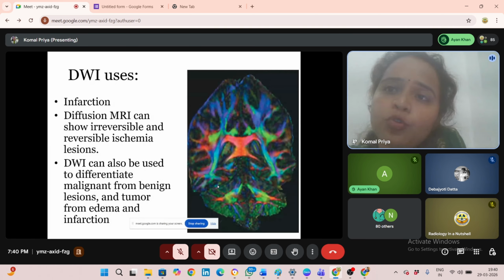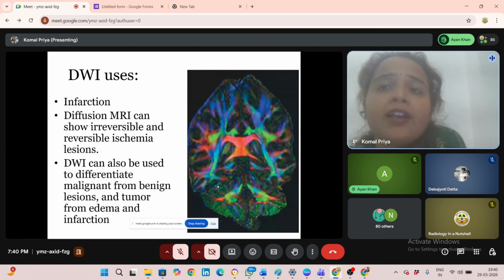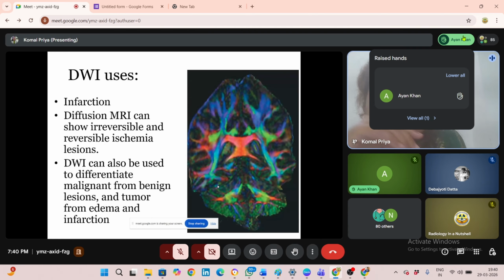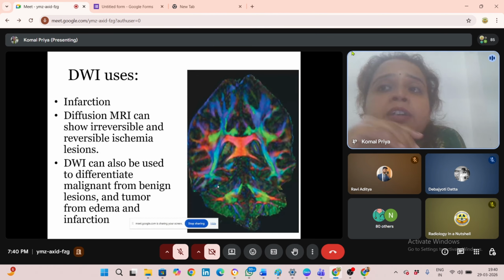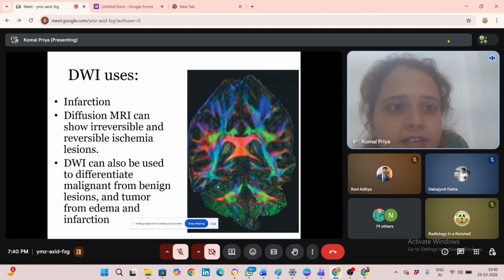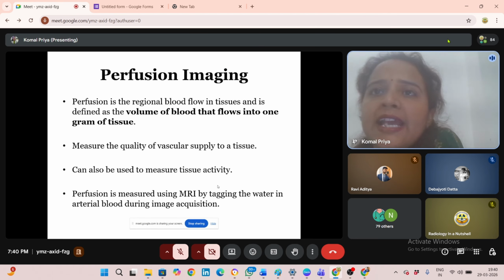Whether you talk about white matter in the brain, which is difficult to see in other conventional imaging sequences, all of that can be seen in your diffusion weighted imaging, right? So let's move ahead to the next functional imaging, which is known as perfusion.